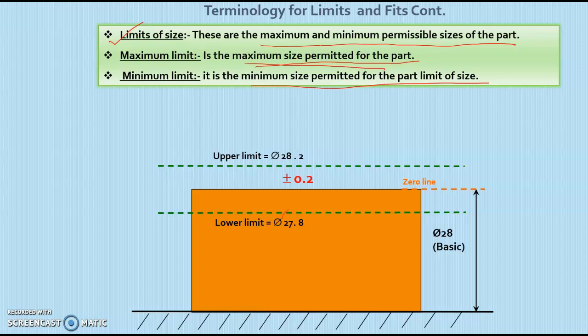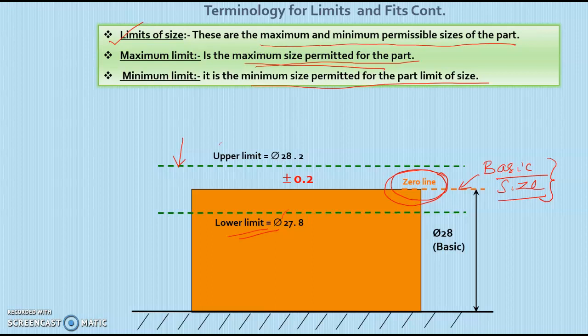And in this picture, you can see that this orange colored zero line is representing the basic size. Basic size is represented with a line in graphical representation. That baseline is representing the basic size, otherwise known as the zero line. Then we can have two limits: the lower limit, or otherwise the minimum limit, and the upper limit, or otherwise the maximum limit.